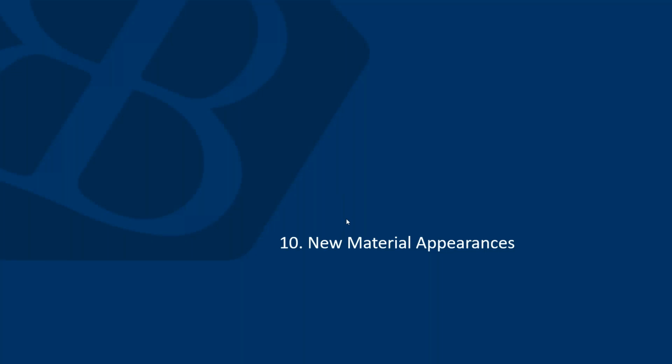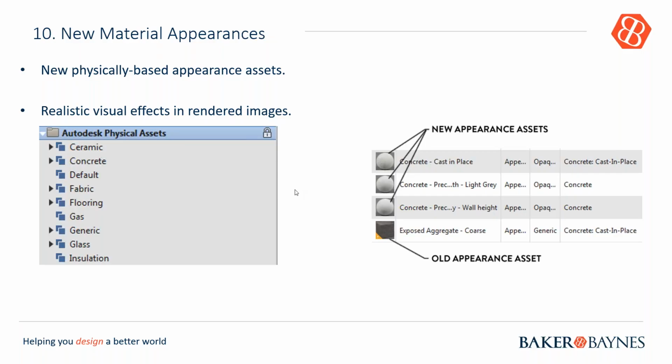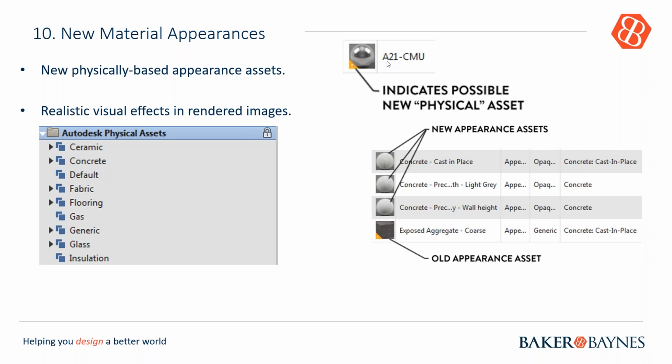The last one that we're going to cover is new material appearances. When we're talking about new appearances, the 2019 option includes new physical assets that are built to provide more realistic renderings. Now, when you're opening your material browser, you can see a small yellow icon, and that indicates the material preview. It also indicates that you must update your material with these new assets.